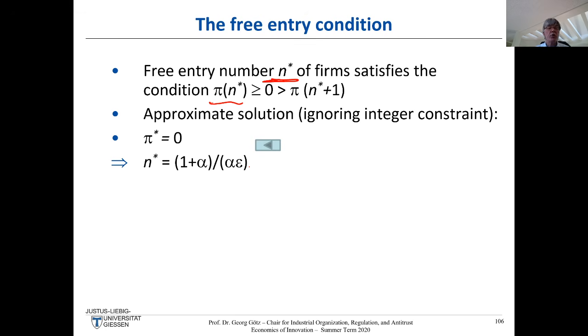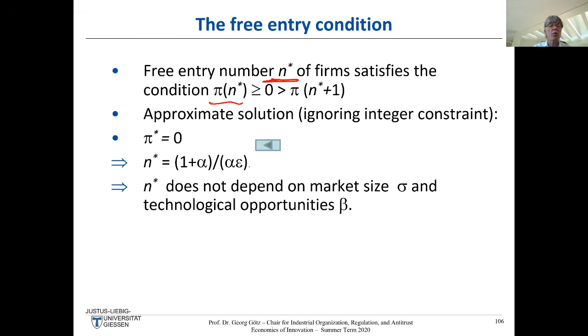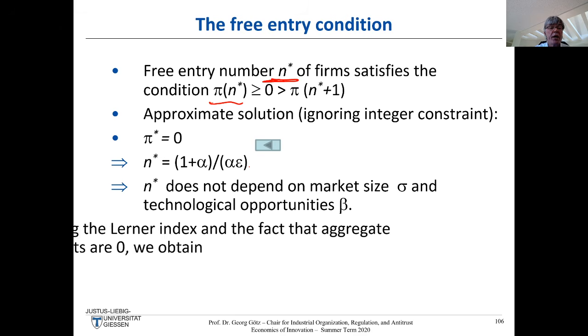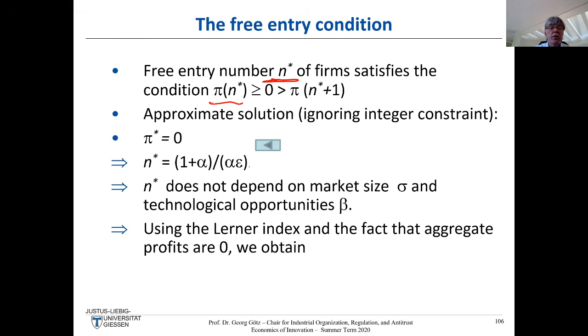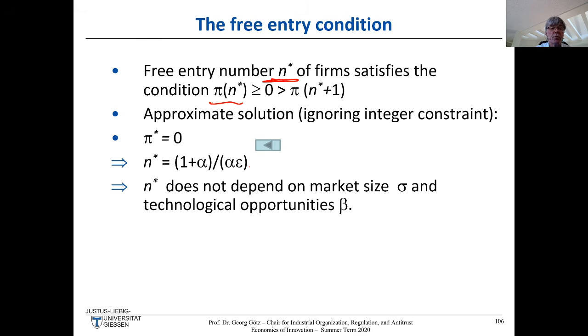The solution here is rather simple and straightforward. Each firm now will invest much more in R&D, and therefore will have much higher cost, and each firm will have a much higher output. Each firm will be larger in the larger market. So n star does not depend on market size. It also does not depend on technological opportunities. That's the point I just explained to you. So we will have larger firms in larger markets, for instance.